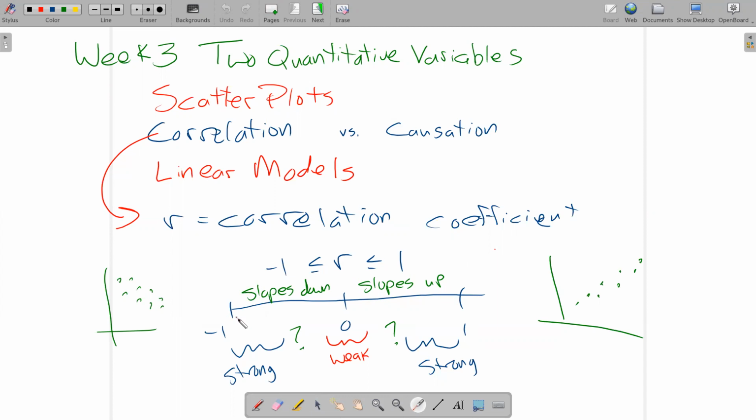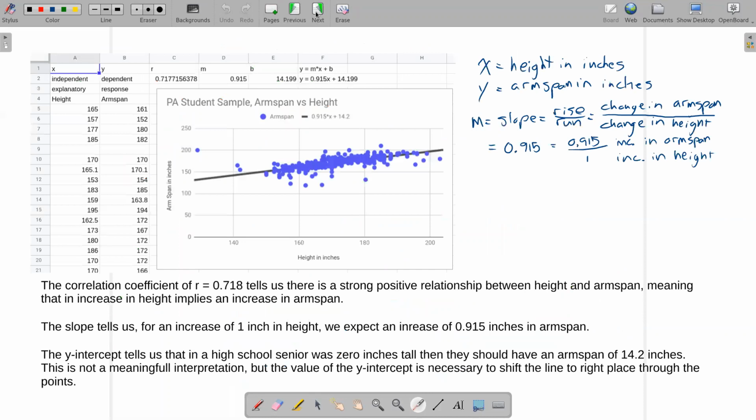There's not a lot of scatter. The closer it is to 0, the more scatter there is among the points, the less the points line up, and the more likely it is that there's not a causal relationship between the variables. So this is important. Correlation does not imply causation. Doesn't go that way. Yeah, so that's the basic idea there. So let's move on to this example here.